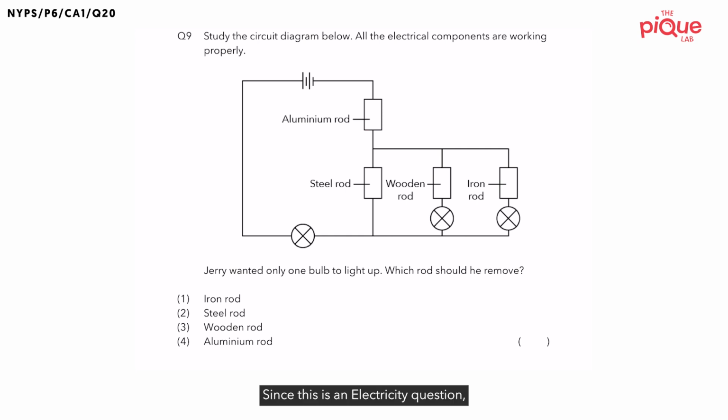Since this is an electricity question, let's begin by labeling whether the material is an electrical conductor or an electrical insulator. We'll start with the aluminium rod. Is the aluminium rod an electrical conductor or an electrical insulator? Aluminium rod is a metal, and all metals allow electricity to pass through. Therefore, it is a conductor of electricity. I'm going to use the symbol C for conductor. So that goes the same for steel as well as iron. Since these are all metals, they are all electrical conductors.